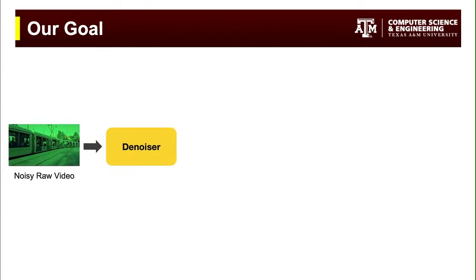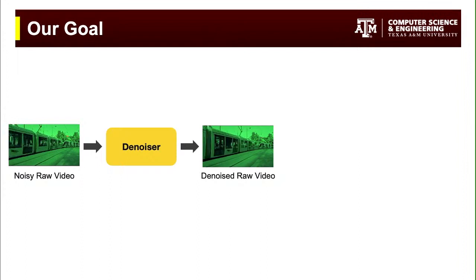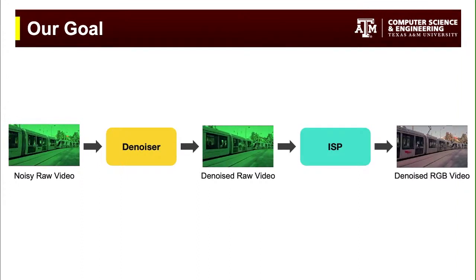Our goal is to design a denoising system that avoids the limitations of the previous approaches. Similar to the recent methods, our system works on raw noisy videos to generate a denoised raw video. This video is then converted to an RGB video using an ISP. In the rest of the talk, I will explain our approach by showing the RGB frames. However, note that our method works on raw images.